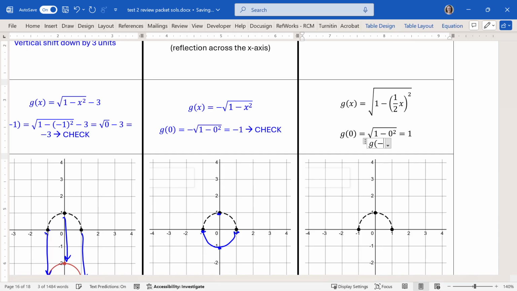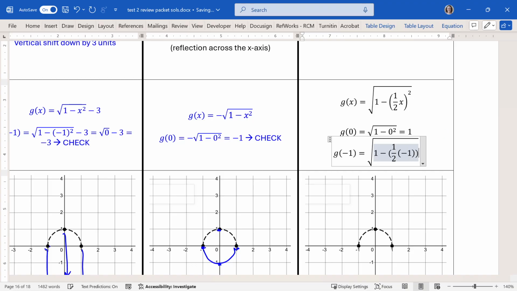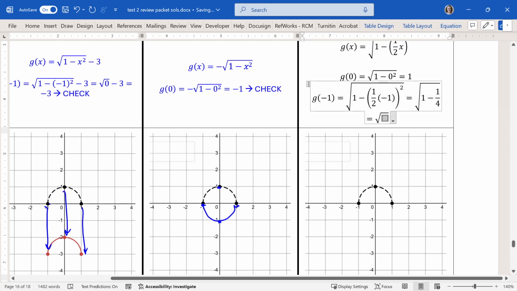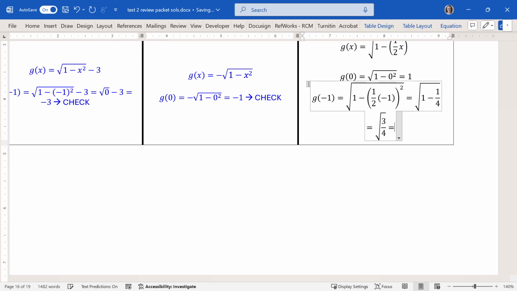If I plug in -1, let's see, 1 minus 1/2 times -1, and then I'm squaring that. Ooh, okay, so what's happening here? It looks like -1/2 squared, so I'm doing 1 minus, what's 1/2 squared? 1/4? Okay, so this is square root of 3/4. So I would need my calculator, but you are going to have one of those. So this is 0.866 approximately.